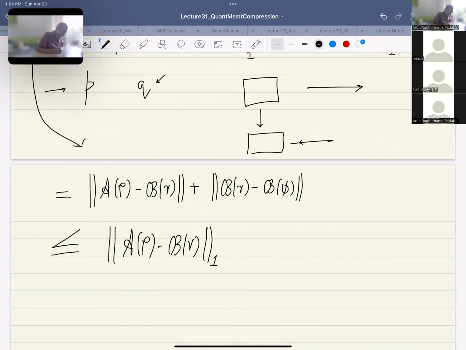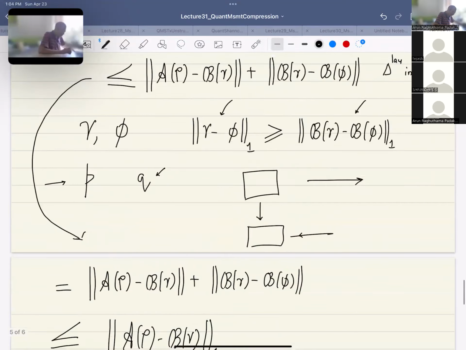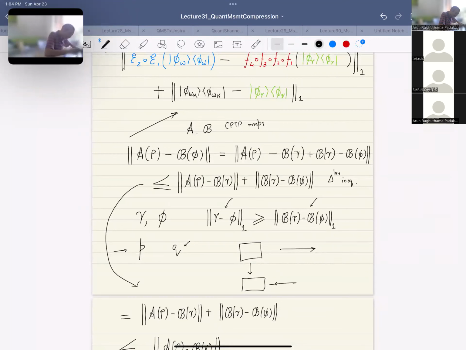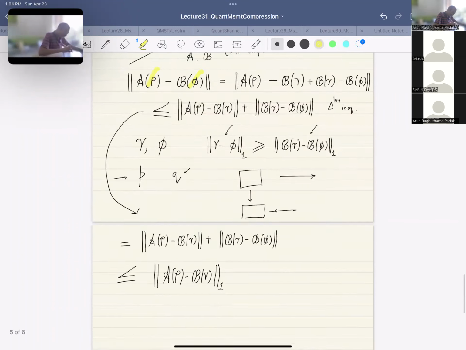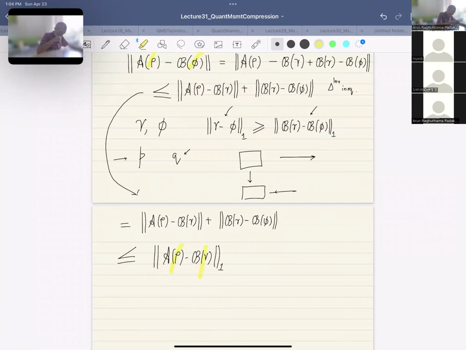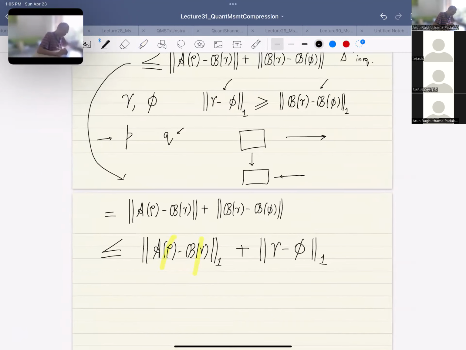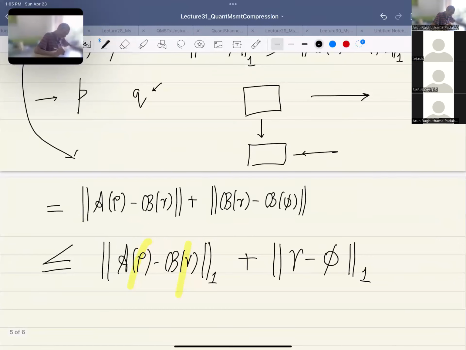Looks like a weird object. I was supposed to be operating B on phi, but now I'm looking at an interesting thing, right? Because I was supposed to compare A rho and B phi, but now I'm going to compare A rho and B gamma. If I can somehow show that gamma is close to phi, then I can fudge B phi with B gamma. That's what's going on.